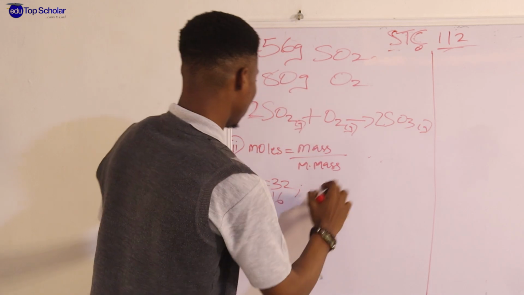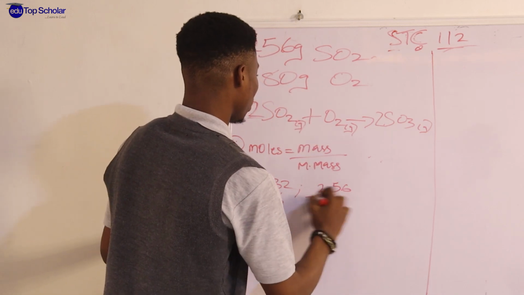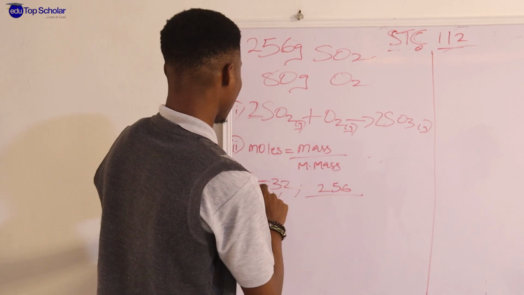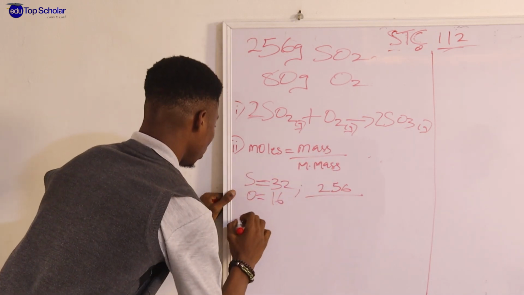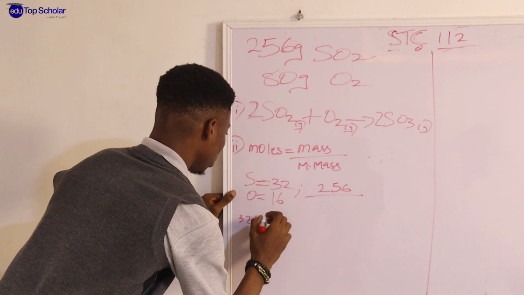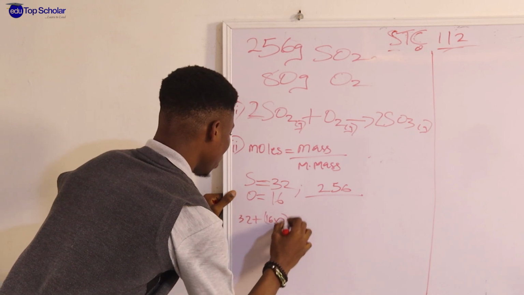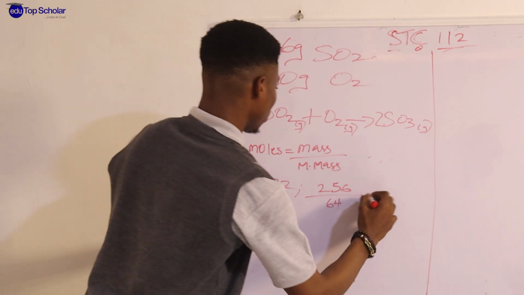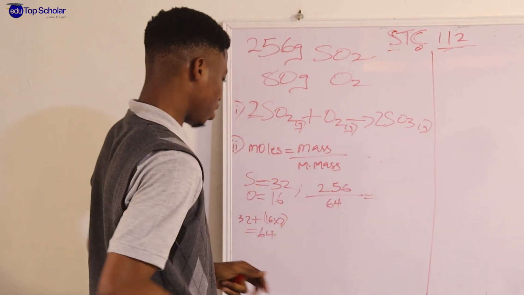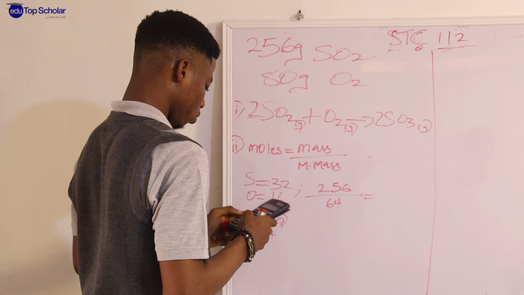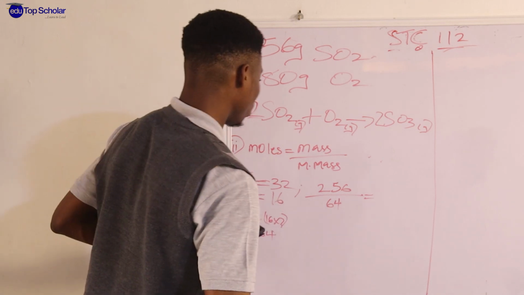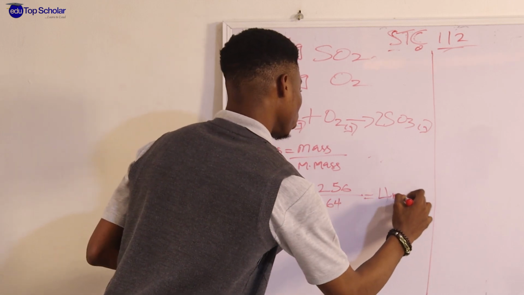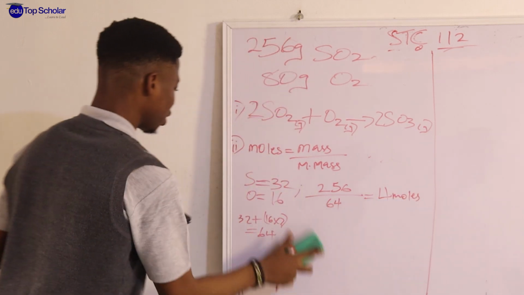So now the mass I've been given is 256. So that will be 256 gram divided by our molar mass of SO2. So that will be 32 plus 16 times 2. So that will give you what? 64. So now we have to do 256 divided by 64. So the number of moles for the first reactant is what? 4 moles.